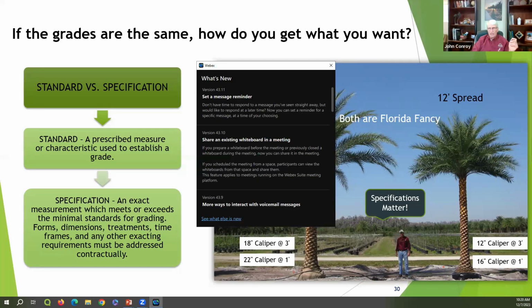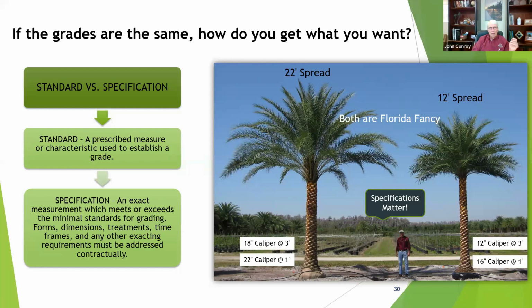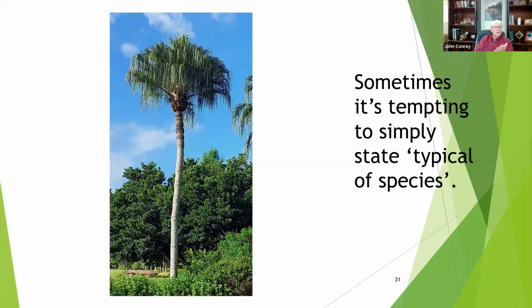All right, let's move on to the next frame here and see what that has in store for us. All right, this is a Livistona. This is a ribbon palm. And I've got up here, it says sometimes it's tempting to simply state typical of species. Well, I'm going to show you how taking the easy way out here might not be a really good idea.